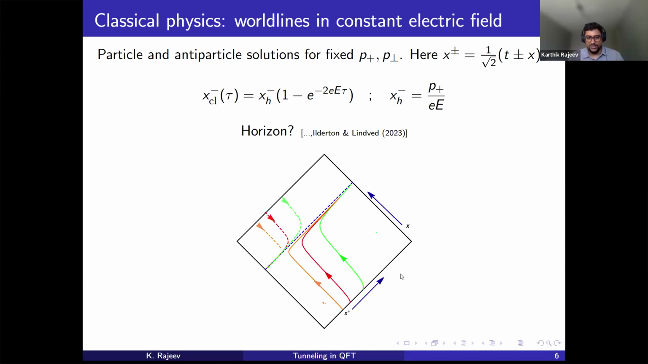So in the picture, what it means is that these continuous curves are the solutions that I've written above. If I plot it in the x plus x minus cross section, you see that they asymptote to a certain line, and for a given value of p plus, all of the solutions lie below this line. So in a sense, this is like the horizon, right? Classical solutions for a specific value of momenta cannot cross a certain line in the x plus x minus plane.